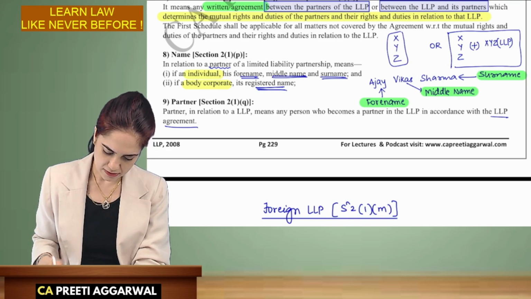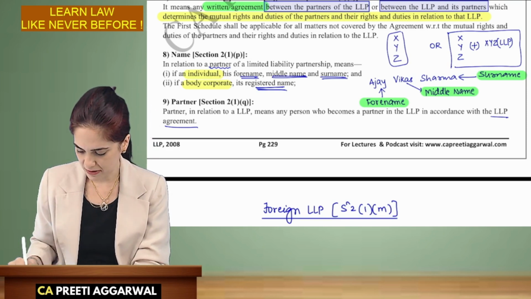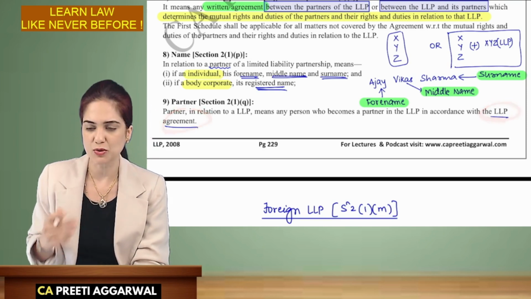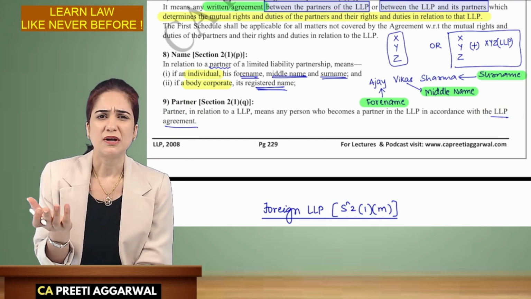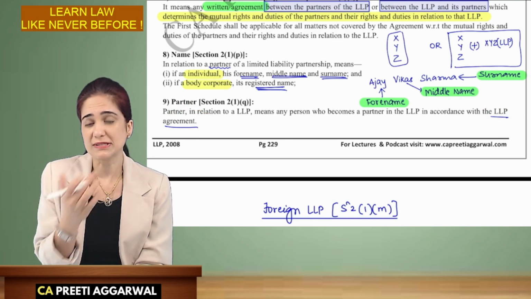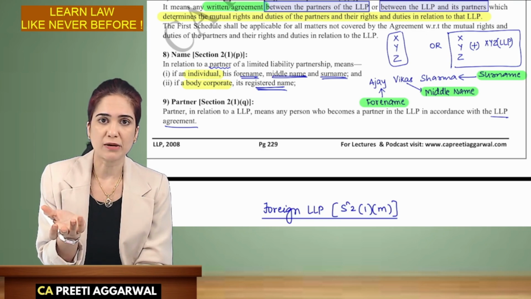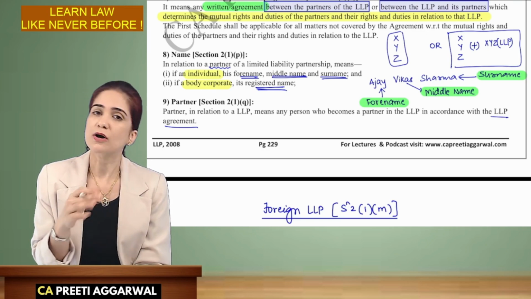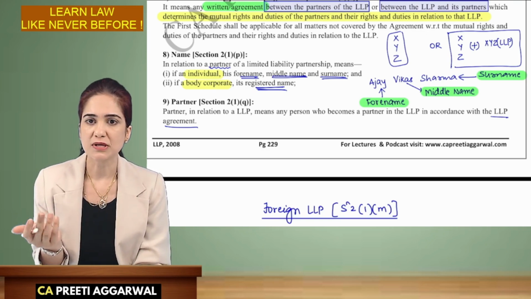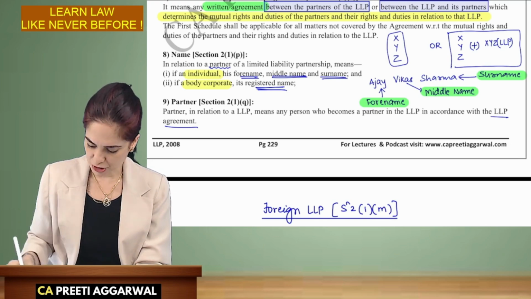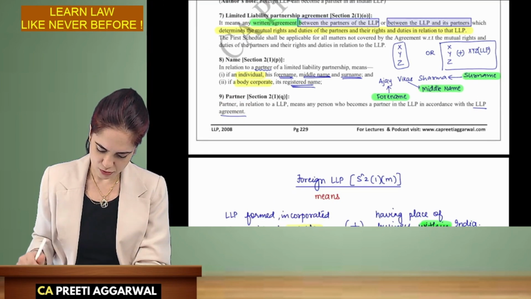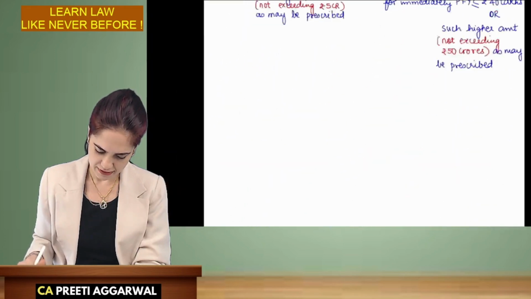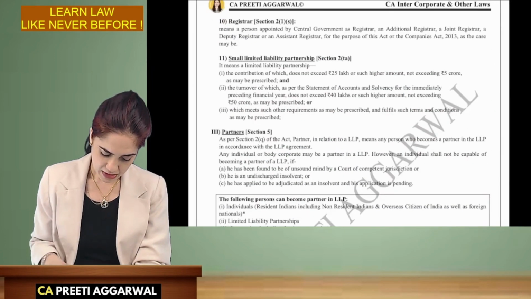Partner means a person who becomes a partner in accordance with the LLP agreement. So as soon as you enter into an agreement, you become a partner. It's a relation between two or more persons. That is why a minor cannot become a partner, because it is a contract. There are certain exceptions, but a partnership agreement is a contract. So only a person who is competent will become a partner.